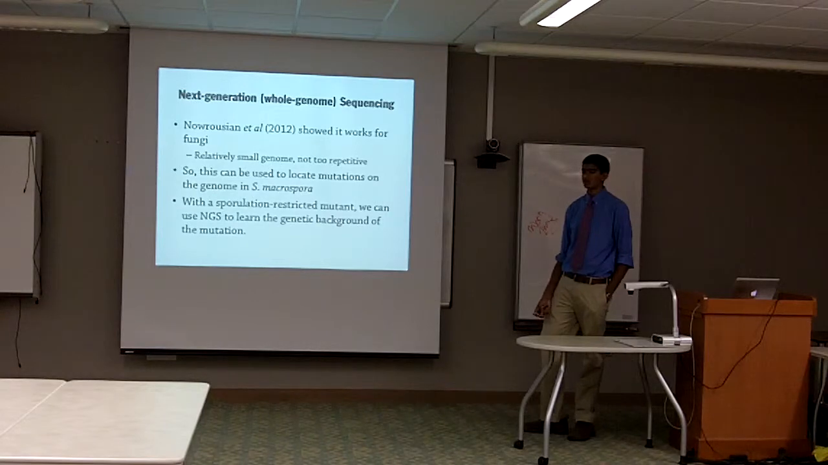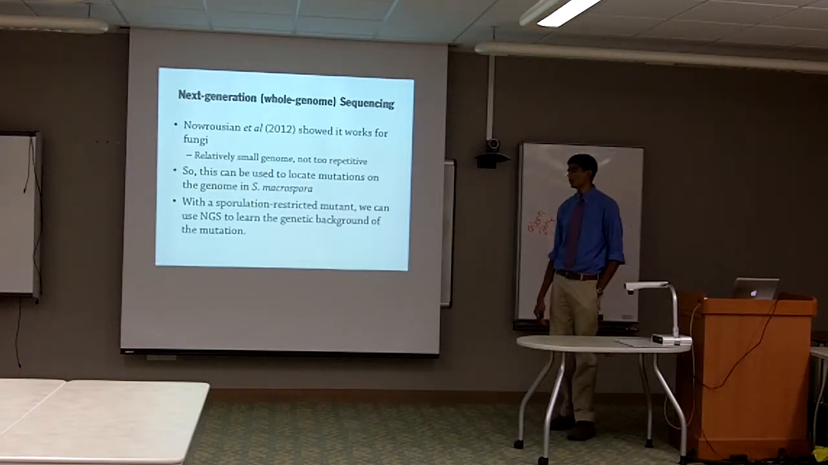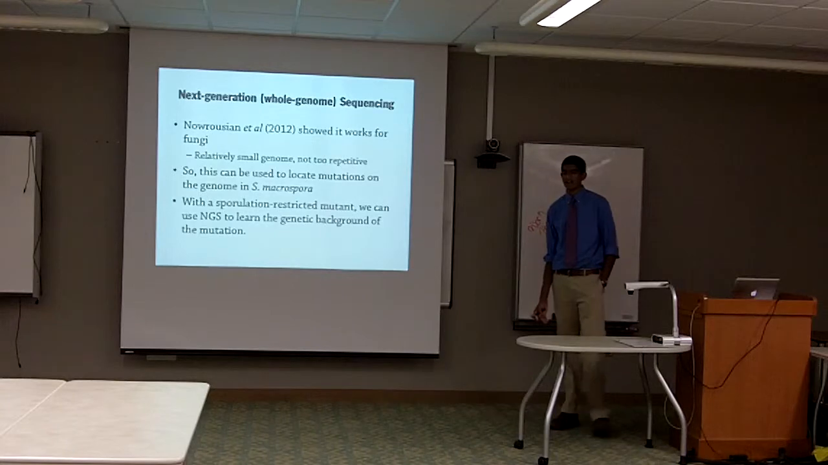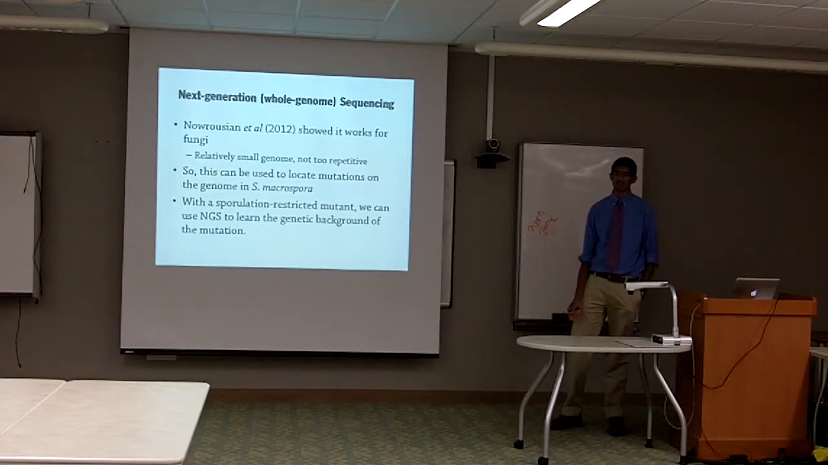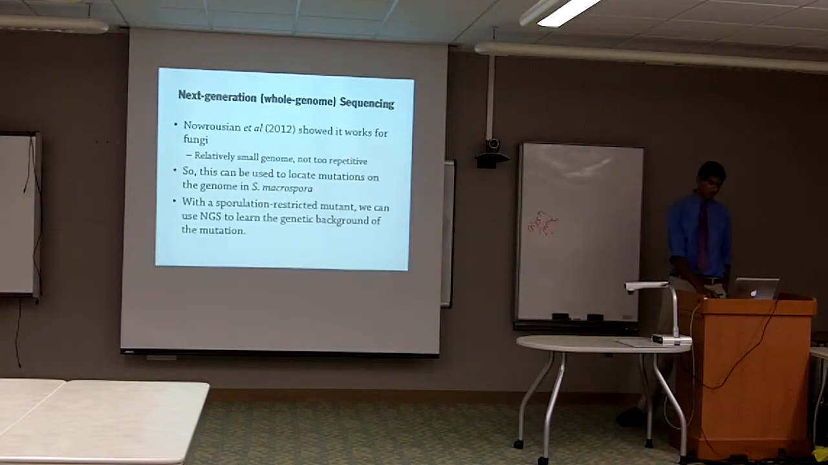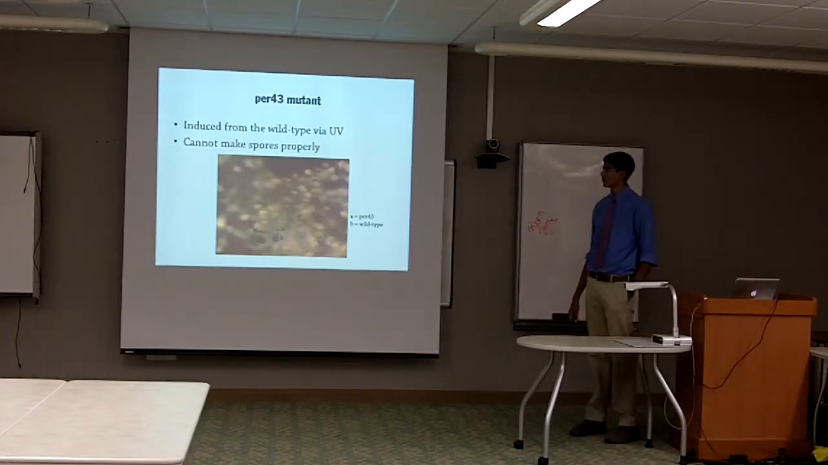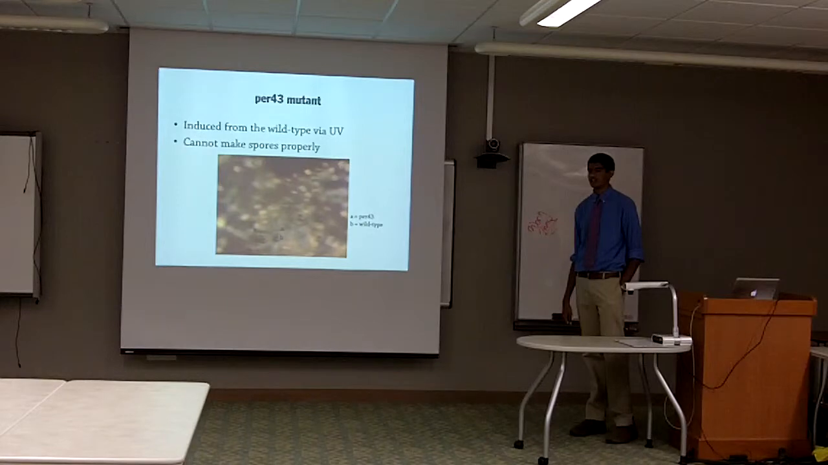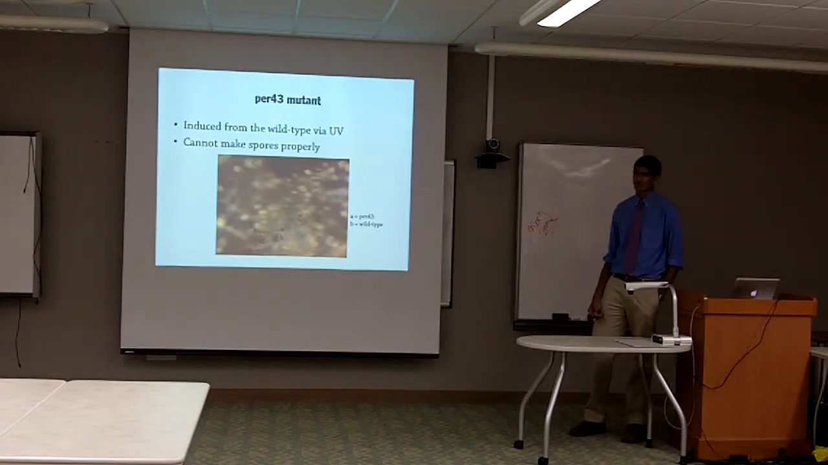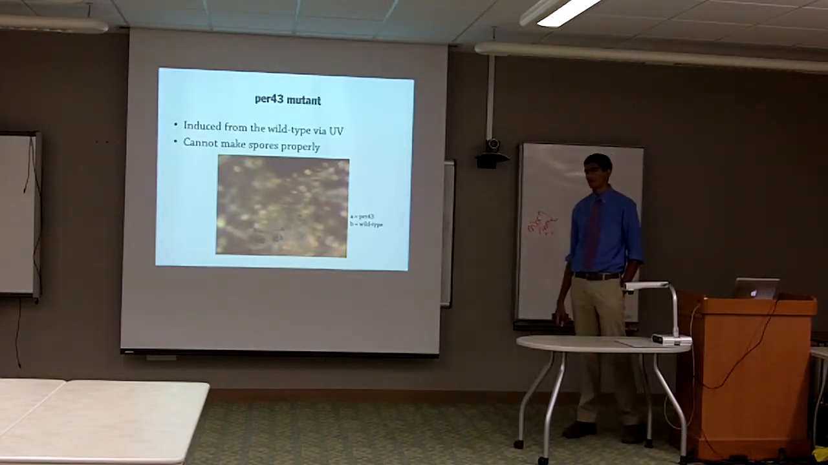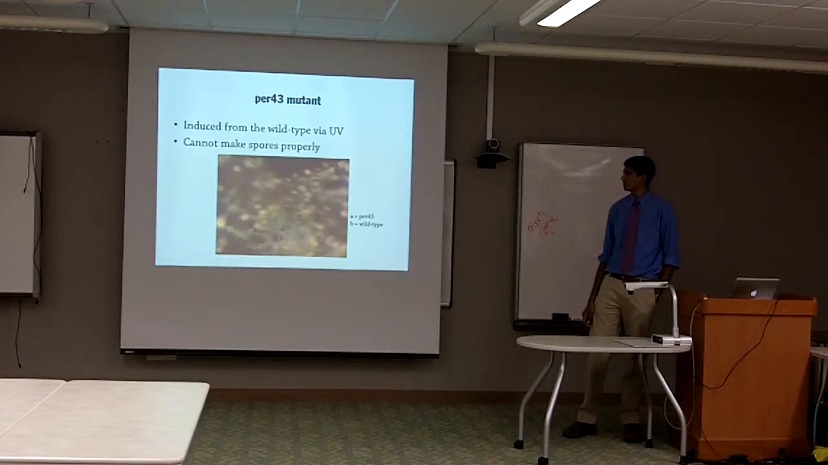So if we had a sporulation restricted mutant, we could use this technique and learn why exactly that mutant isn't able to sporulate properly, which would thereby tell us a lot about the actual mechanism behind sporulation. And so that's where the PER43 mutant comes in. This is a mutant strain that was induced from the wild type through ultraviolet mutagenesis and kindly provided by some researchers in Germany. And by the way, wild type just means the standard reference strain of any given organism. So basically, this mutant can't make spores properly.